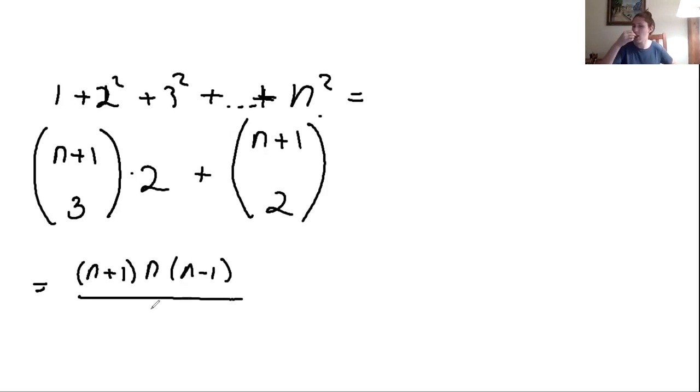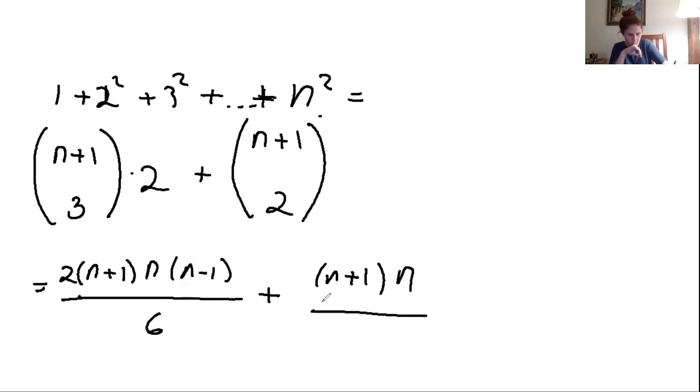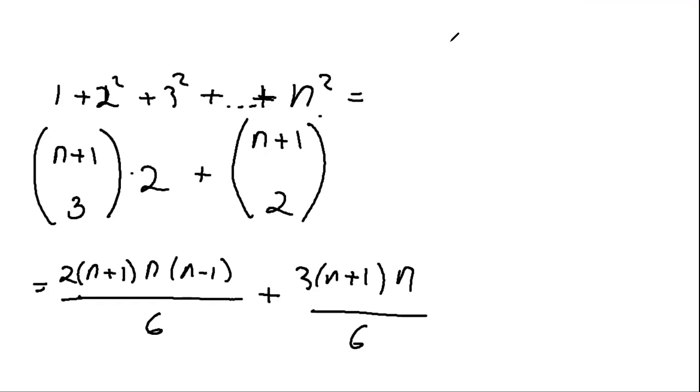I'll write here the 6 and multiply this by 2, plus here I have n plus 1 times n divided by 2, but I'll divide it by 6, so I'll multiply it by 3, and I have a 6 here. Good. So they have the same denominator. So then I can factor it out. You follow my explanation, guys? Yes.